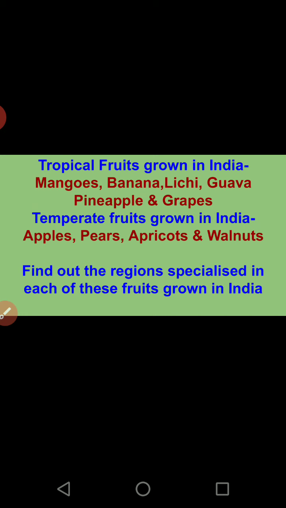Now which fruits are grown in India? Among the tropical fruits: mangoes, bananas, lychee, guava, pineapple and grapes. Among the temperate group: apples, pears, apricots and walnuts. You will find the regions which specialize in each of these fruits grown in India, as given in the textbook.